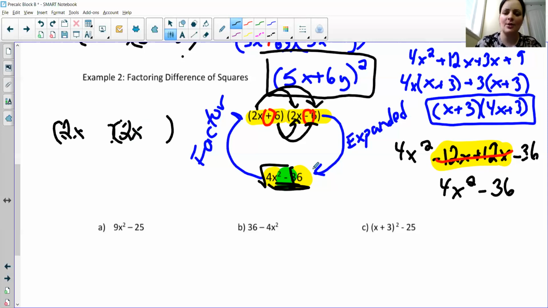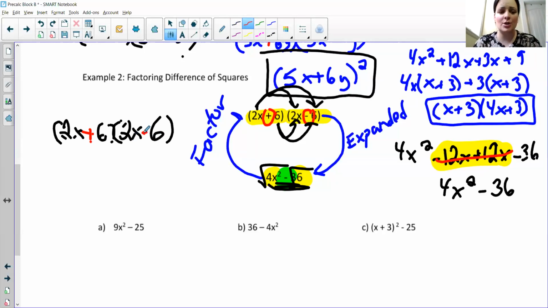You take the square root of the second term, ignoring the sign in this particular case, and I'll show you why in a second. So just take the absolute value of negative 36, so the square root of positive 36 is 6. Okay. And one bracket is going to be positive and the other bracket is going to be negative.